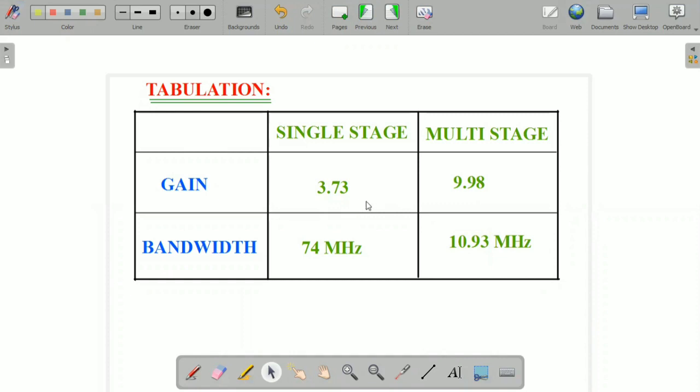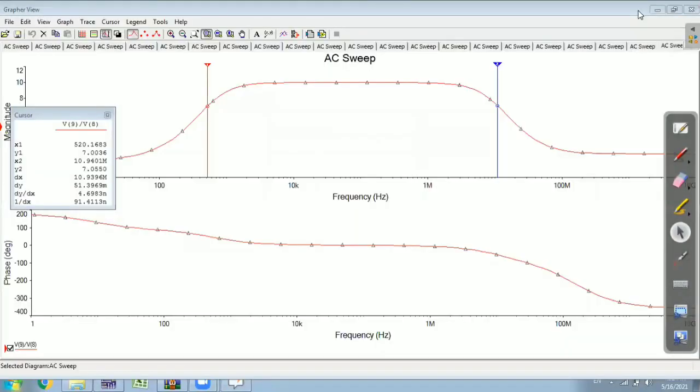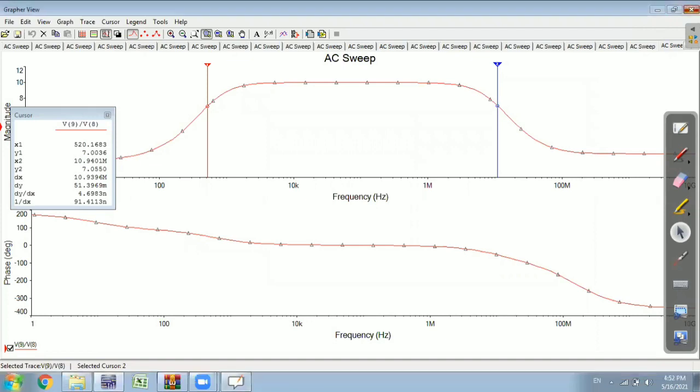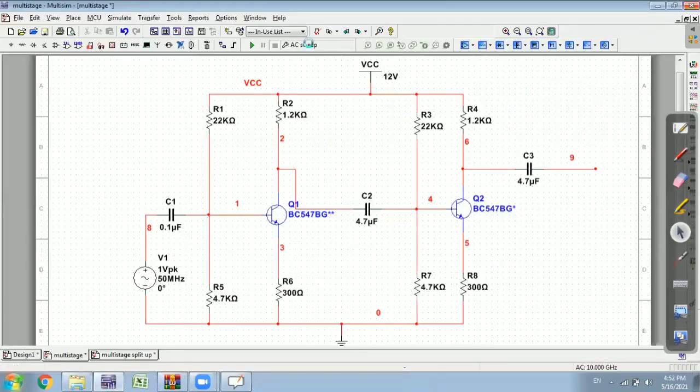Okay, fine. Now it has been cleared from this tabulation. The multi-stage gain has been increased, whereas bandwidth has been reduced, from 74 megahertz to 10.93 megahertz. There is a drop in bandwidth, but there is an increased gain. We also calculate the loading effect. For this, we will do some alterations in this AC sweep. Go for AC sweep.